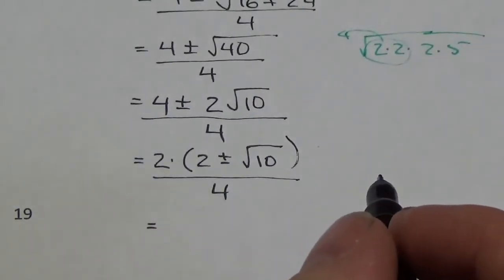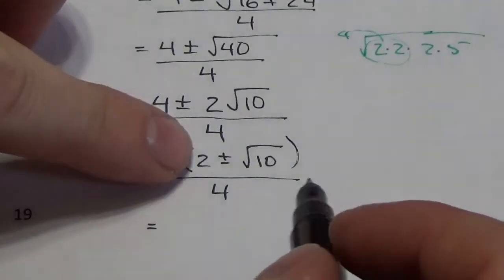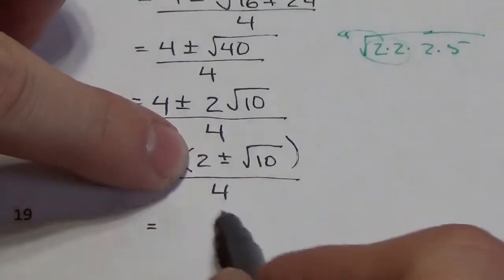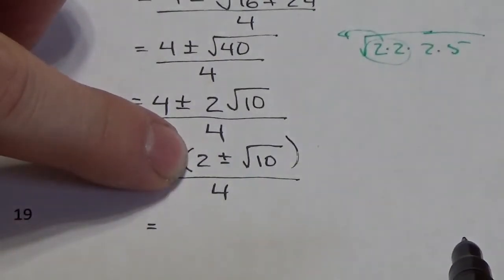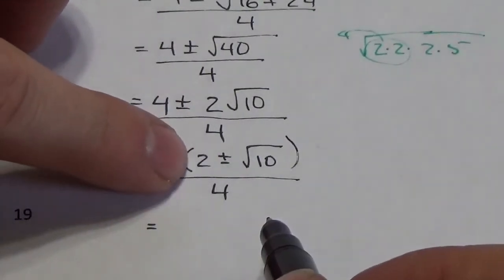I can't cancel if it's not a factor. So for example, if that 2 wasn't there, I can't cancel with that 2 right there because the 2 here is not a factor of the numerator. Okay, assuming that this 2 in front here doesn't exist.